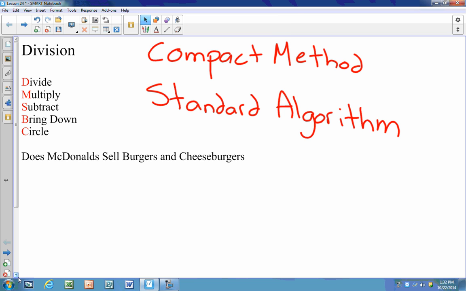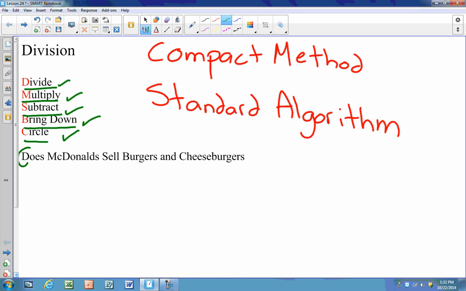So our little hint on how we divide here: first we divide, then we multiply, we subtract, we bring down, and we circle. And I will explain all those when we do an example. But a way to remember the order of divide, multiply, subtract, bring down, circle is to tell yourself, does McDonald's sell burgers and cheeseburgers? And that's how you'll remember the DMSBC.